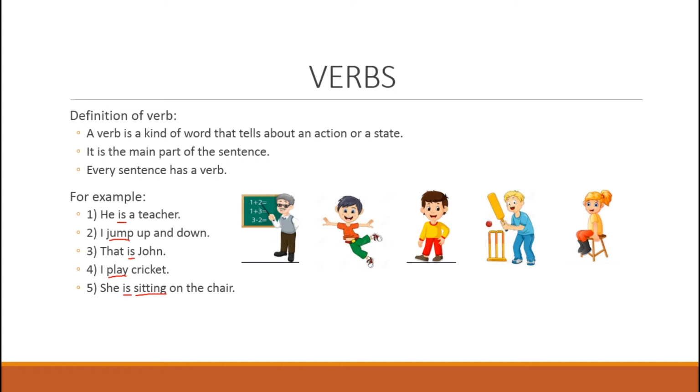If is, am, are, was, were, has, have, had come with a verb, then we can say they are helping verbs, and if they come without a verb, then they are main verbs. Suppose in the first example is there, so here is is the main verb because no other verb is there. But in the last example sitting is the main verb, that's why is is the helping verb. And in the fourth example also, if I say I am playing cricket, so playing is the main verb and am is the helping verb.